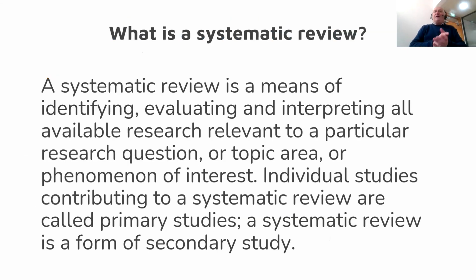So what is a systematic review? A systematic review is a means of identifying, evaluating, interpreting all the available research relevant to a particular research question or topic area or phenomenon of interest. Individual studies contributing to a systematic review are called primary studies, and a systematic review itself is a form of secondary study. And we've seen a lot of increase during COVID of systematic reviews because you don't need an ethics approval for this.